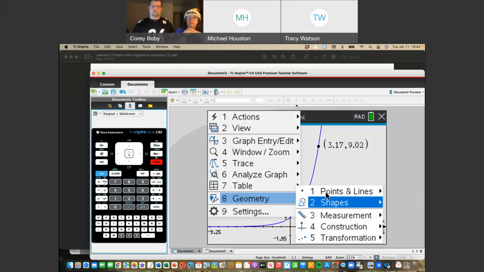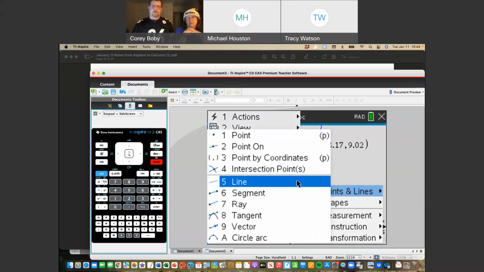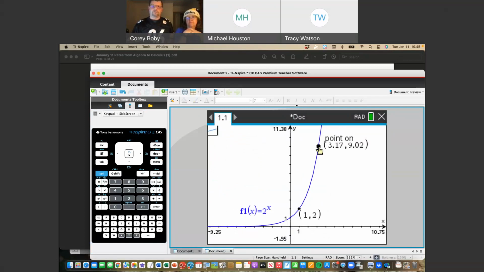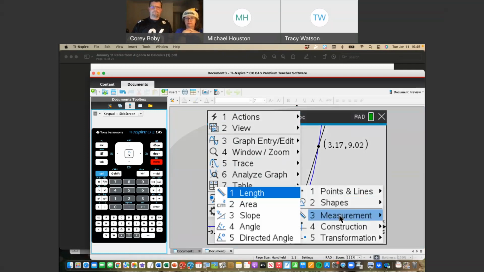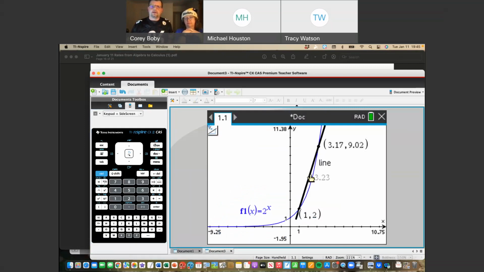So I'm going to go to geometry, points and line, choose line. And then I'm going to click the point at 3.17 and the point at 1 and connect them. And I have now made the line between them. That's the secant line. And then I can measure the slope of that line. If I click on that line, it tells me that slope is, I'm sorry, 3.23.